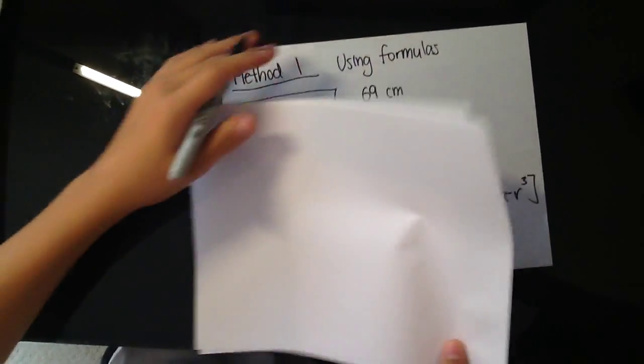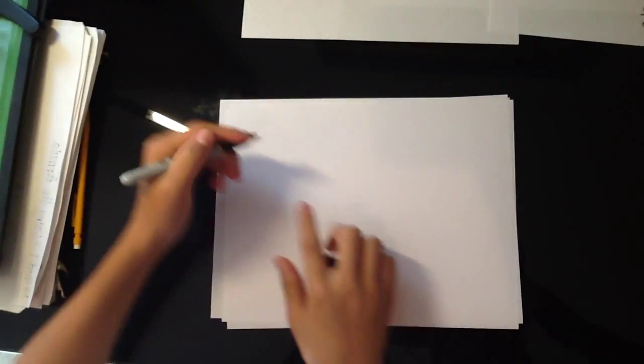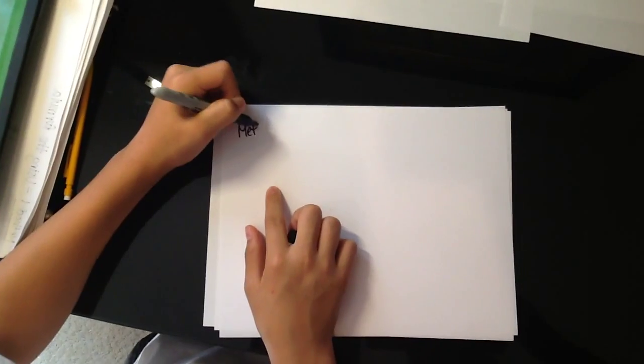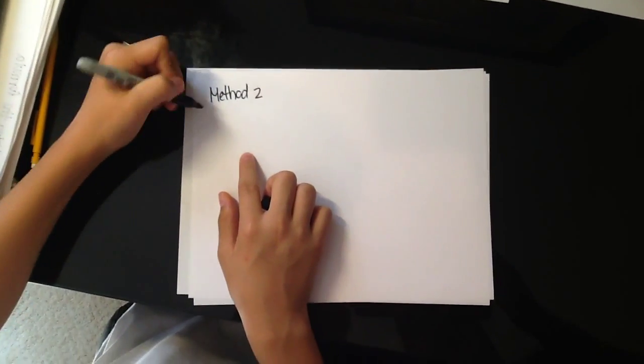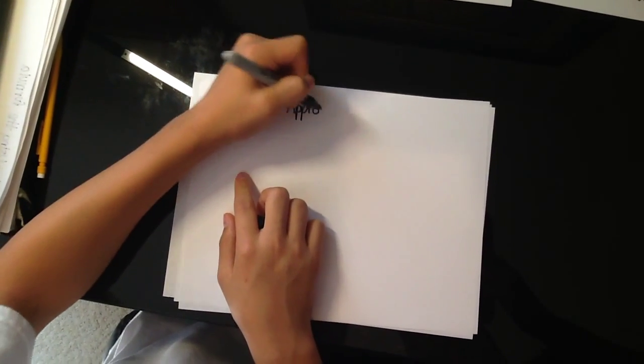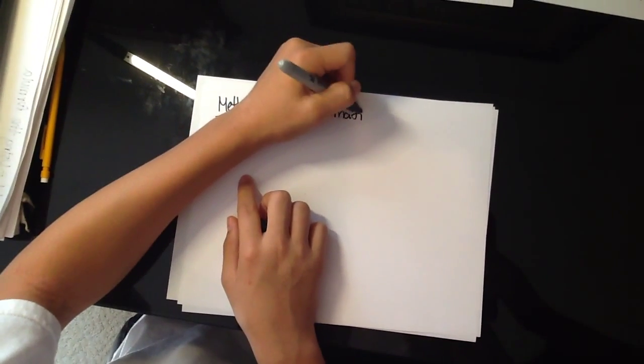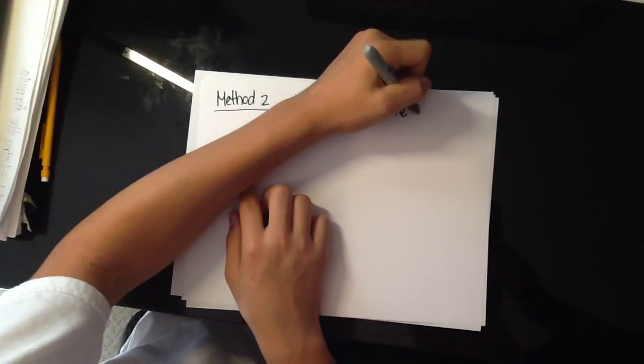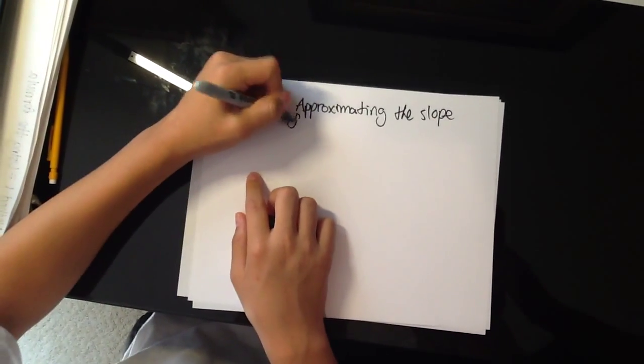Okay, so that's method 1, and method 2 is approximating the slope of a line.